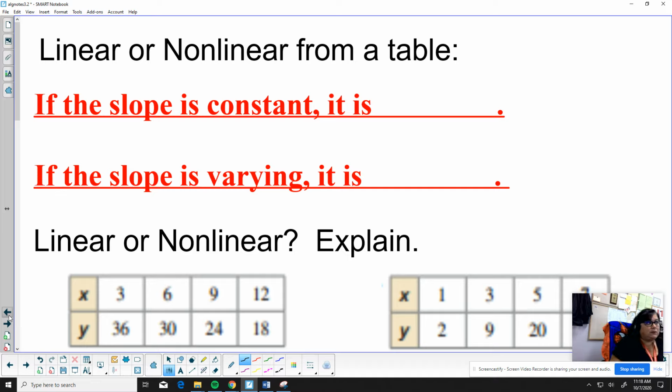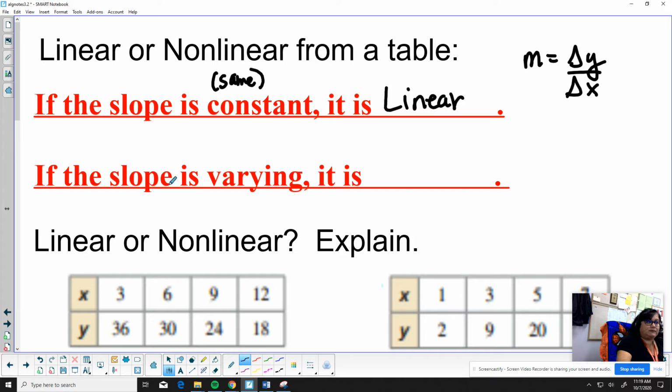Okay, the tables. If we do a table, we look for the slope on the table. So we have to calculate the slope from the table. We know that the slope of a straight line is calculated by how the y is changing over how the x is changing. That delta right there is a letter, and it means change. So it's the change in y over the change in x. If the slope is constant or staying the same, it is linear. And if the slope is varying or changing, it is nonlinear.